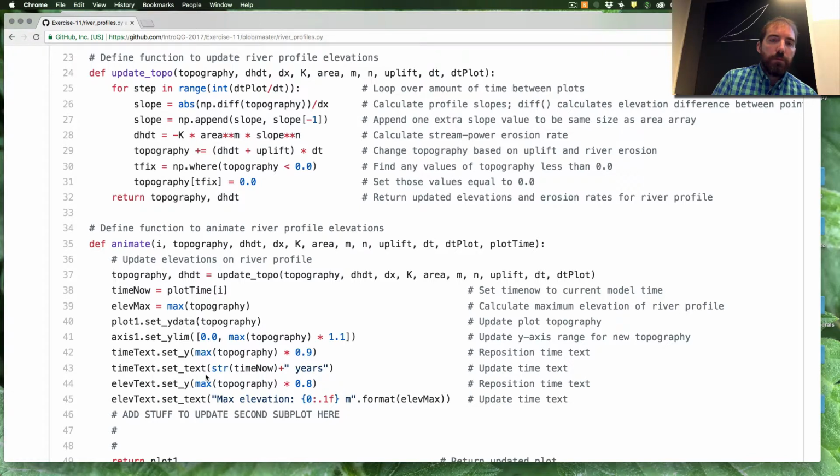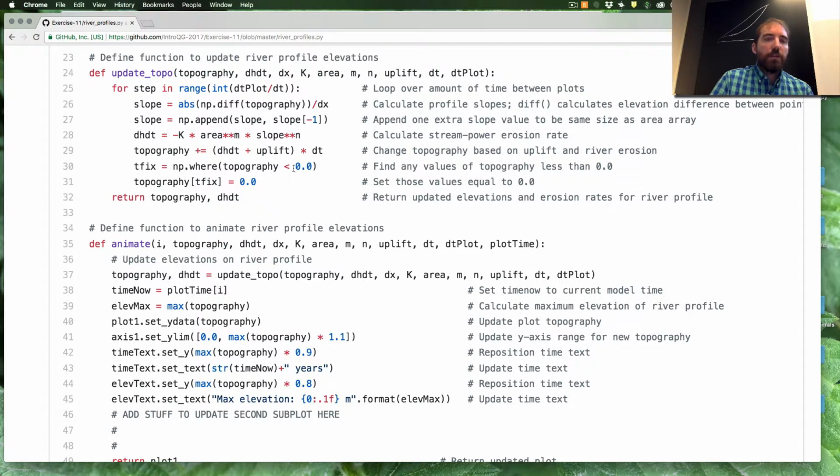And so it actually calls this update topo function, and the update topo function looks at things like what the slopes are and then calculates this change in elevation dH dt using the stream power erosion law. And then there's a couple things in here that are just left in to catch anything nasty that might happen.